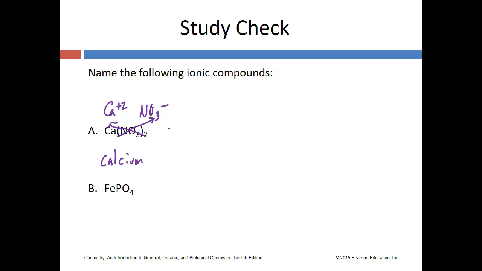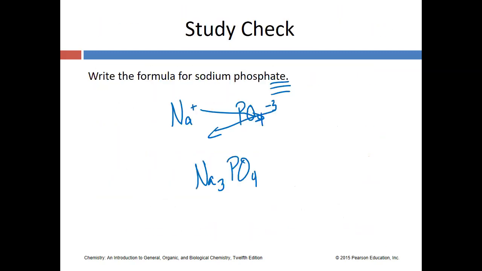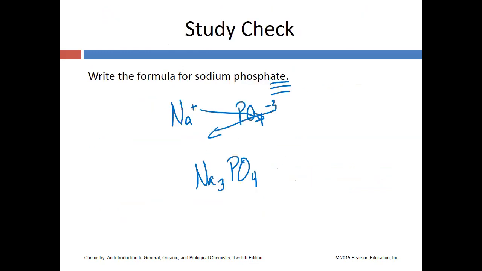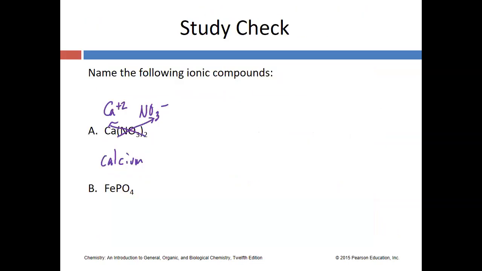NO3, we would need to go back and look at. NO3 -1 is the nitrate ion. So the name of this compound would be calcium nitrate. All right.